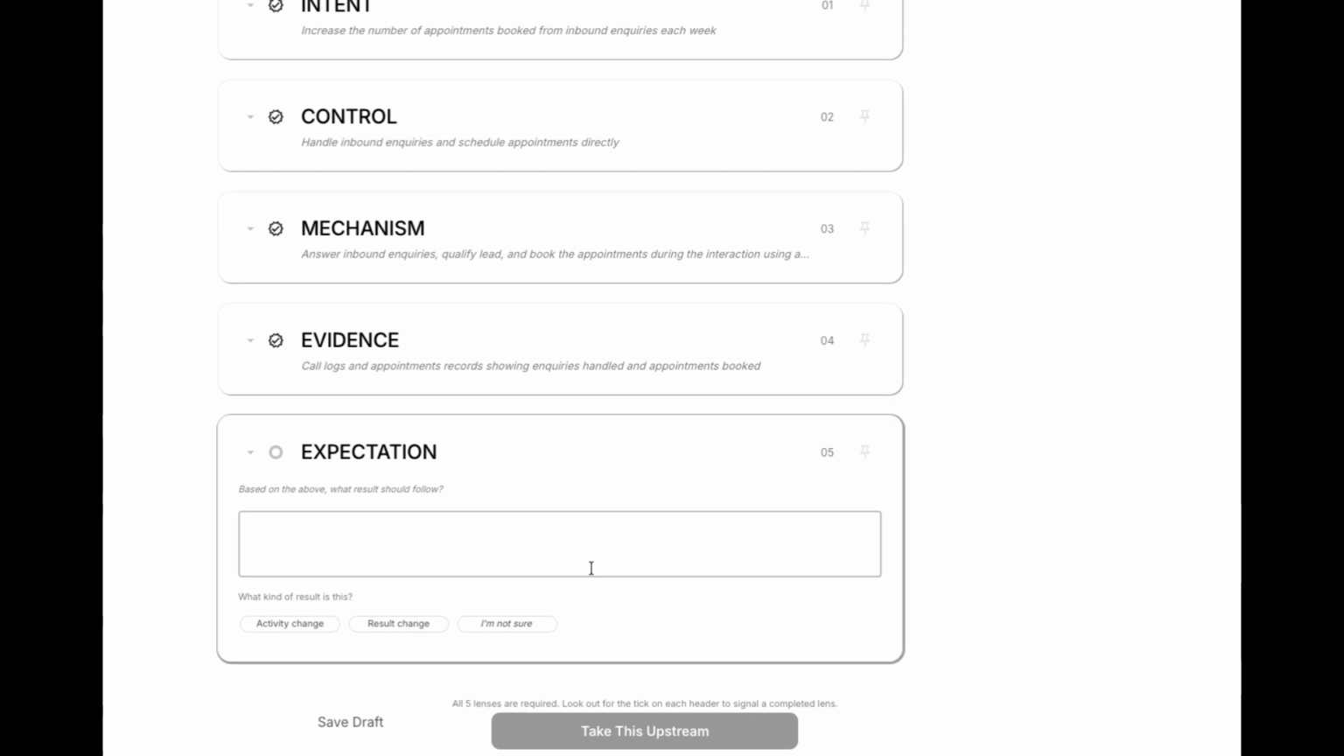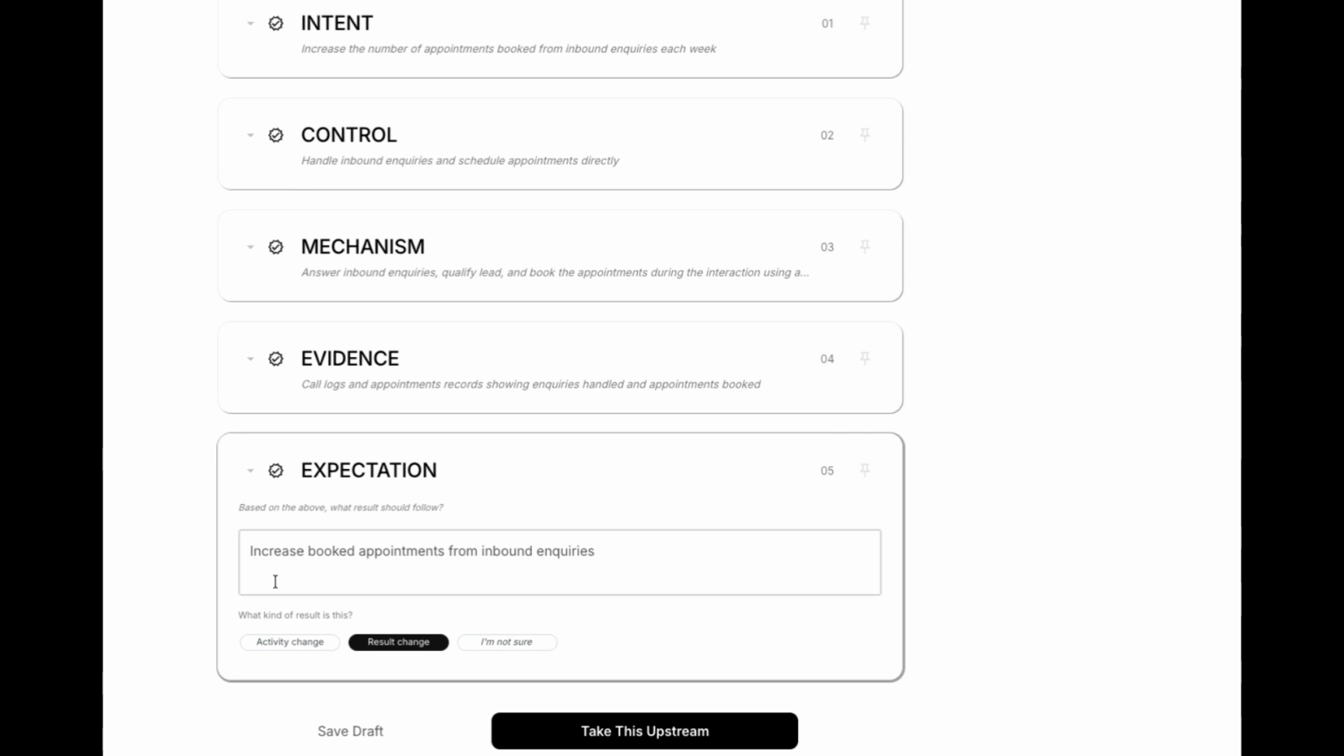And then finally, our last lens is expectation. This really brings us full circle. Our expectation is to increase booked appointments from inbound inquiries. And that is going to be result based as we're looking to see an increase. Now we're ready to take this upstream, and then we can examine the structure before anything is executed.